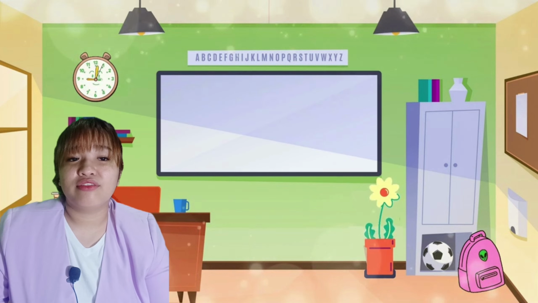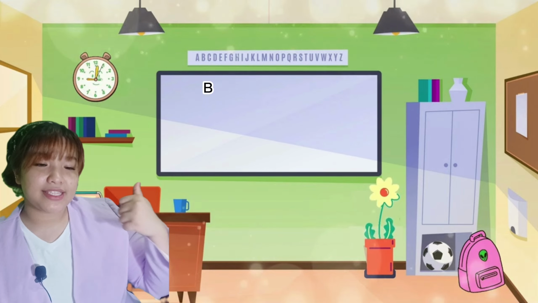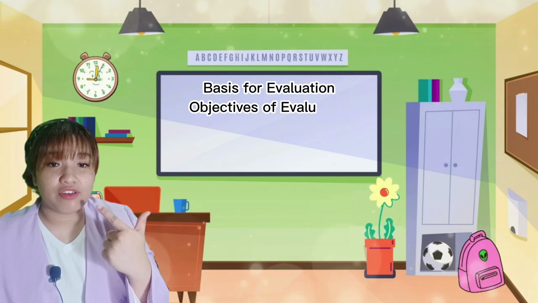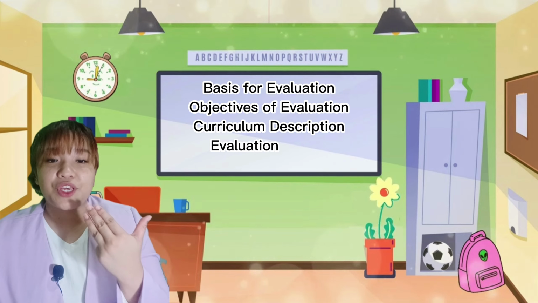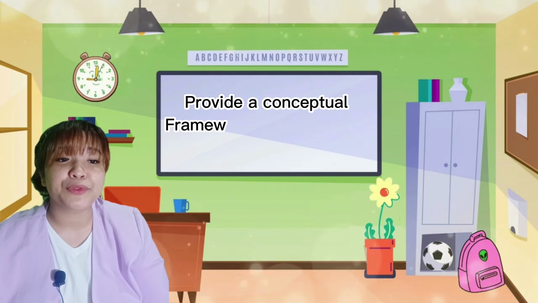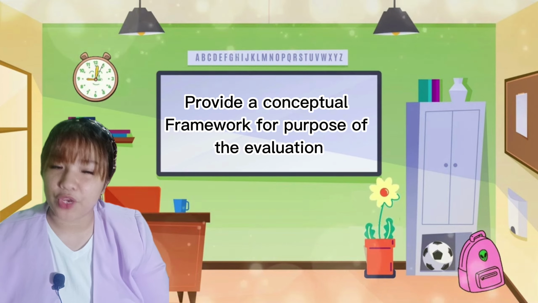Okay, in planning the curriculum evaluation, there are certain aspects. They have 5 of it. We have the basis for evaluation, objectives of evaluation, curriculum description, evaluation report, and the evaluation design. Needs for curriculum evaluation: it is to provide the conceptual framework for a specific purpose of the evaluation.